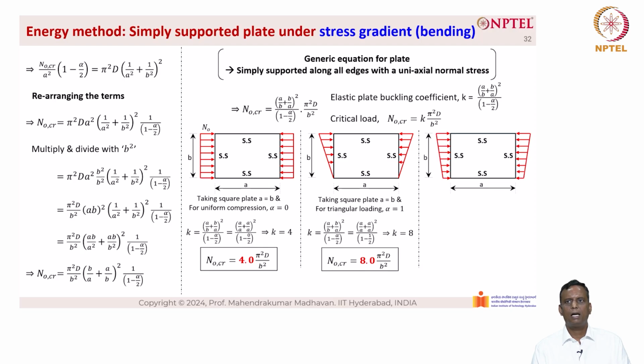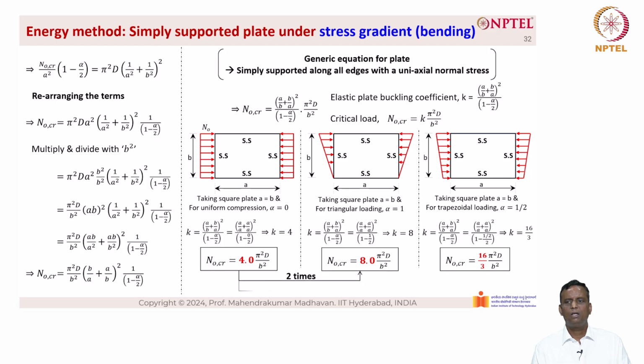Now let's look at another case when alpha equal to 1 by 2. So when we have alpha equal to 1 by 2, the value of K is given as K equal to A by B plus B by A the whole square divided by 1 minus of 1 by 2 by 2. So when we do so, we get the value K equal to 16 by 3, which means that the N naught critical is given as 16 by 3 into pi square D by B square, which is equal to 1.33 times the plate that is subjected to uniaxial compression.